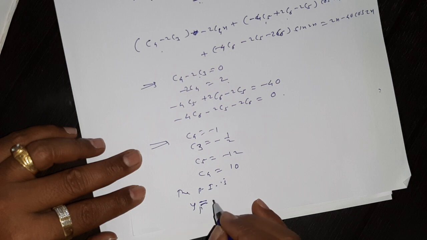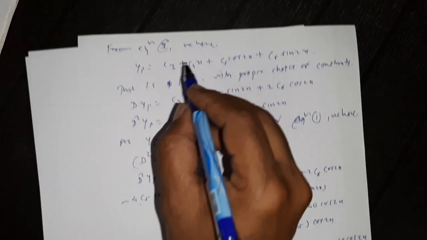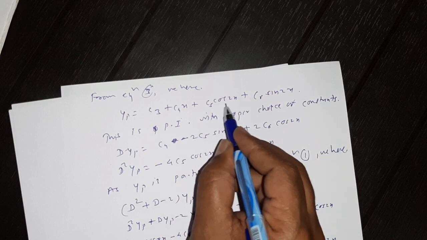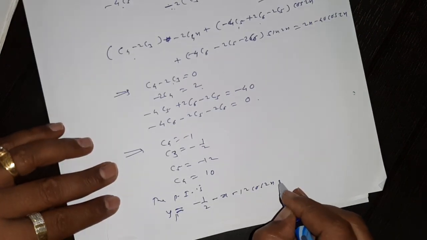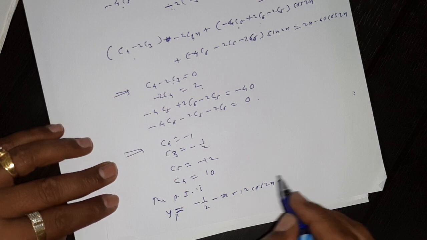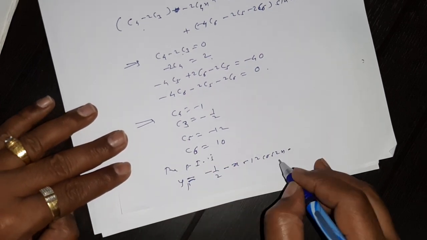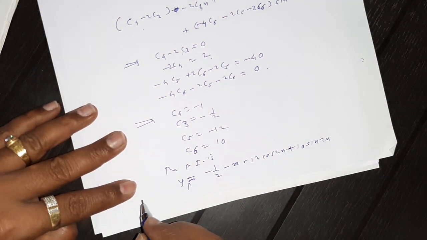yp is equal to c3, that is minus half, minus c4x, that is minus x. This is the particular integral, c3 plus c4x plus c5 cos 2x. Substitute this c3, c4, c5, c6. We have this, minus 12 cos 2x, c5. Then c6 is what? c6 is 10, plus 10 sin 2x, and therefore the general solution is what?